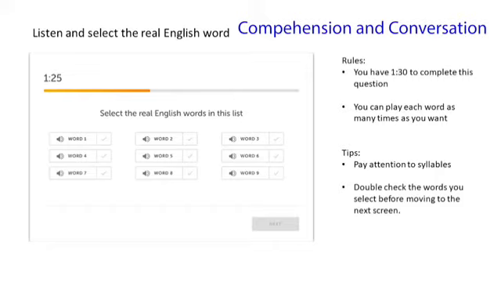I don't think anybody is trying to trick you. So if you think the word is a real word, it is a real word. Do not think that they're saying something slightly differently just because they want to trick you. That's not the case.